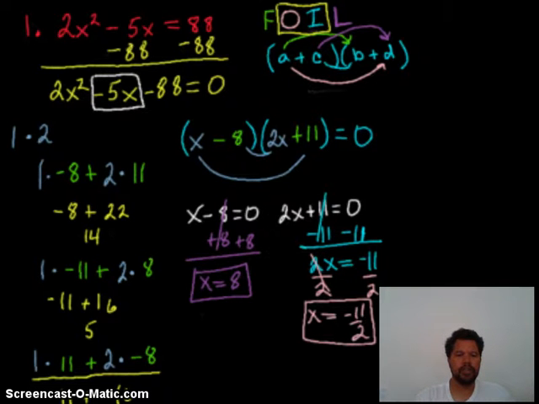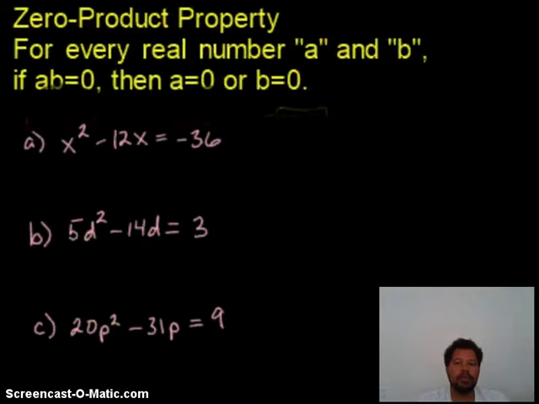So now it's your turn to try. So here are some examples. Okay, so this is the part where you pause the video and go through all the steps of solving each of these quadratic equations using the zero product property. So go ahead, work that out. Pause the video now.